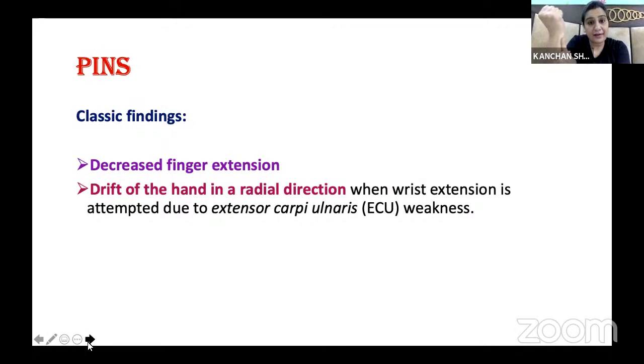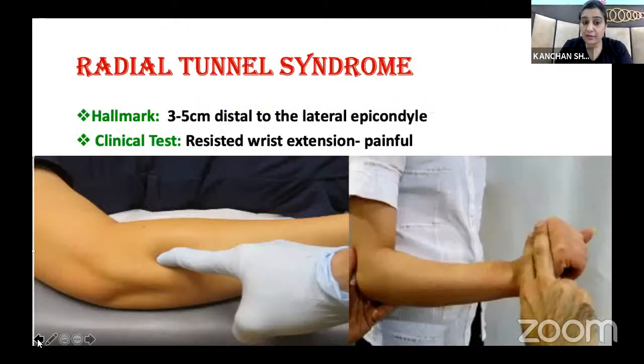So the extensor carpi ulnaris is weak because it is supplied by the posterior interosseous nerve, and you have a problem with that nerve, so this muscle is not going to work, and this muscle is working, so you will have a deviation of your wrist towards the radial side, and you will not be able to extend the fingers of this patient. But all these things will not be there if there is radial tunnel syndrome. There won't be any finger drop.